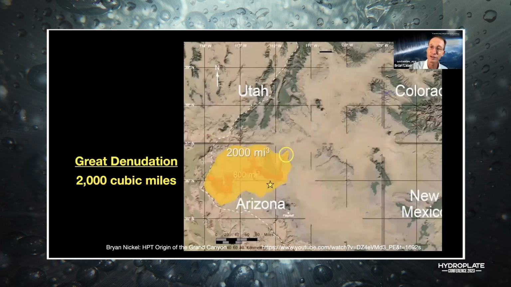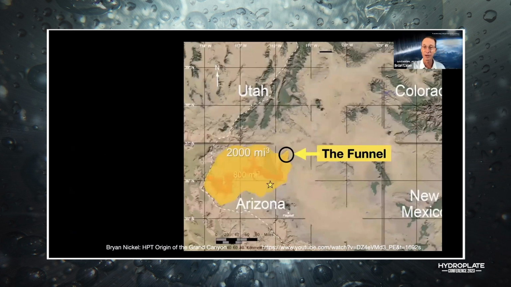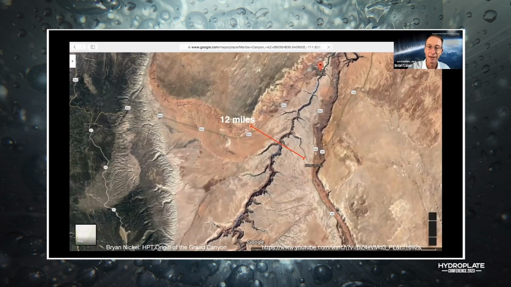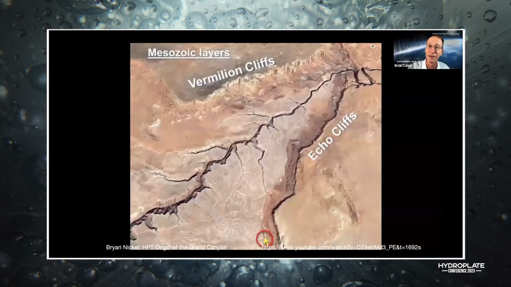Well, what force is going to move 2,000 cubic miles? Yeah, how would that happen? Okay, that brings us to the funnel. The funnel is the key to everything. And again, that's 12 miles wide at the widest point. And just picture everything north of that line is sediment. Just picture that as a big ridge at one point in time.